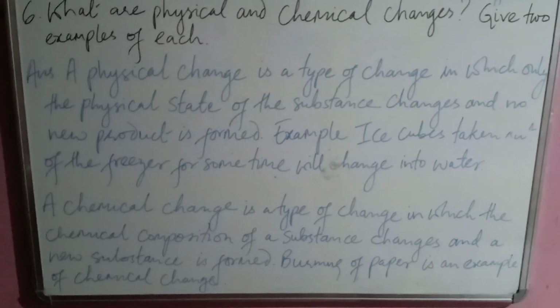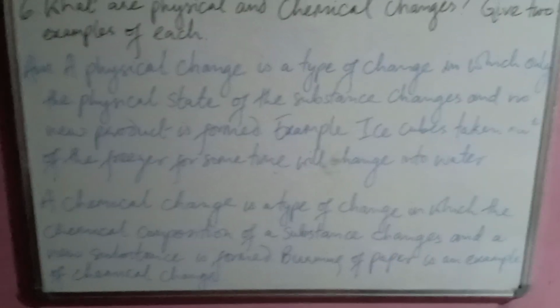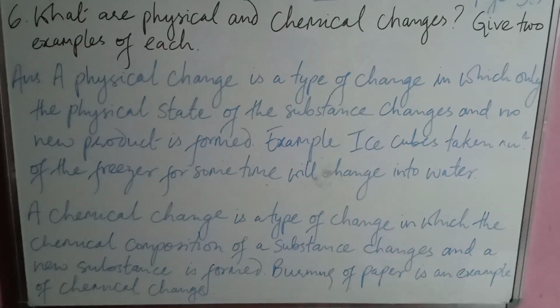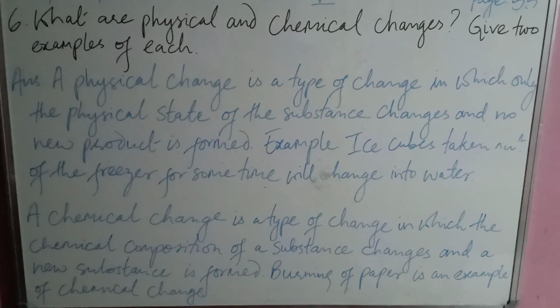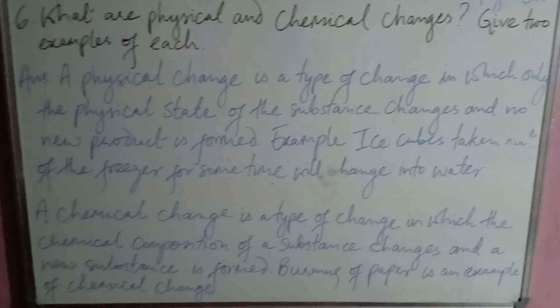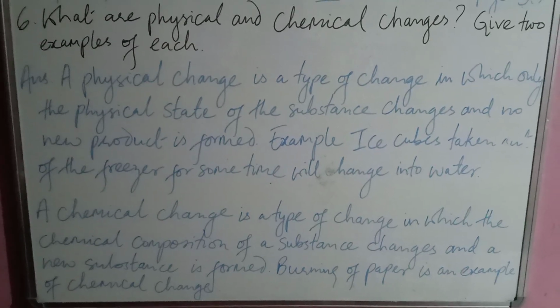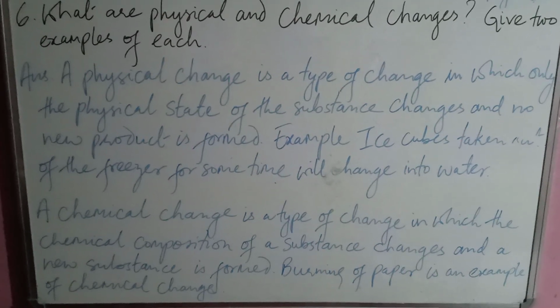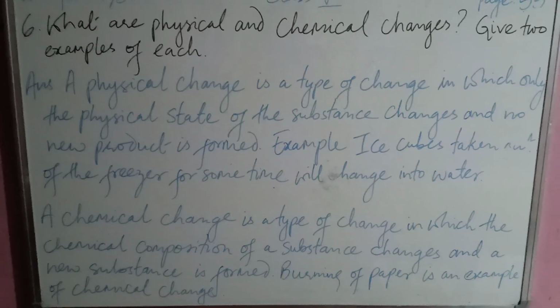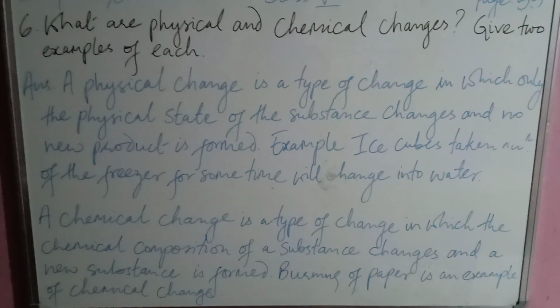Okay, and then write the chemical change. A chemical change is a type of change in which the chemical composition of a substance changes and a new substance is formed. Burning of paper is an example of chemical change. So this is how you're gonna write the answer for question number 6.